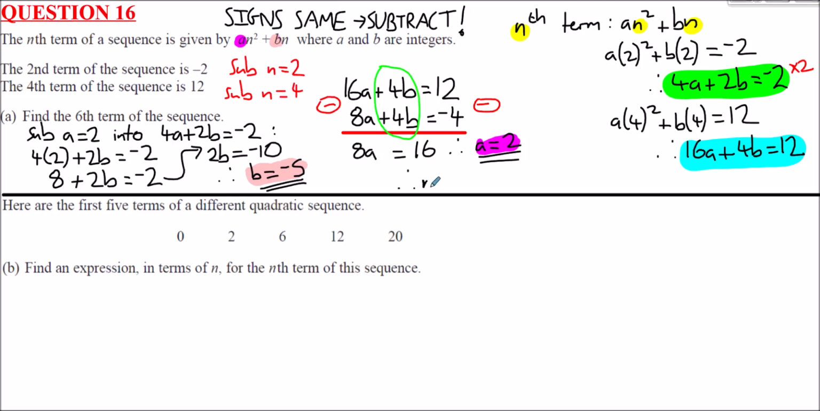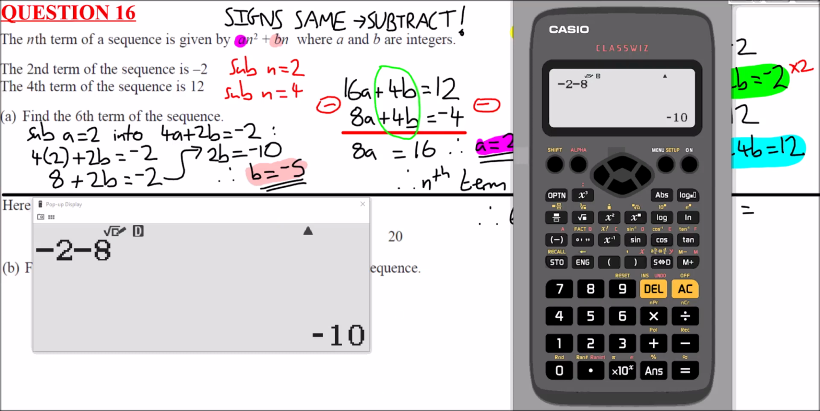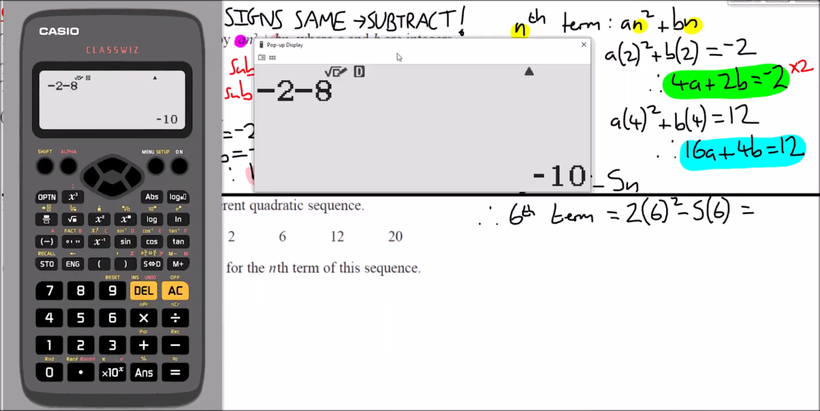So therefore the nth term is an squared, so that's going to be 2n squared, plus bn plus minus 5n, so that's just minus 5n. So therefore the 6th term, we just plug in when n is 6, we're going to get 2 times 6 squared minus 5 times 6. Try it on the calculator, see what we get. So 2 times 6 squared minus 5 times 6, you get 42.